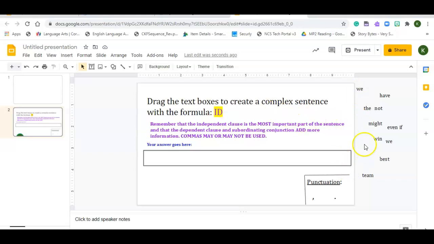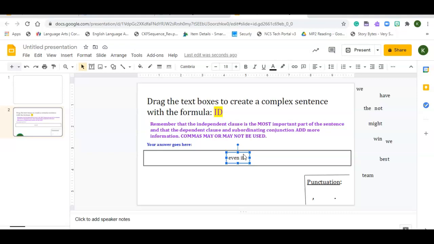So my very first step is to go over and look for my dependent clause, or not my dependent clause, for my subordinating conjunction, excuse me. In this case, it's even if. So I'm going to put that over in the box because I know that that has to be the connector. It has to be that marriage, that thing that joins the independent and dependent clause.